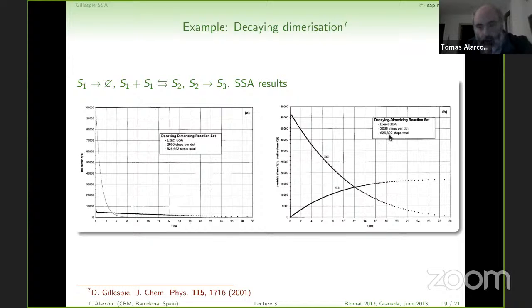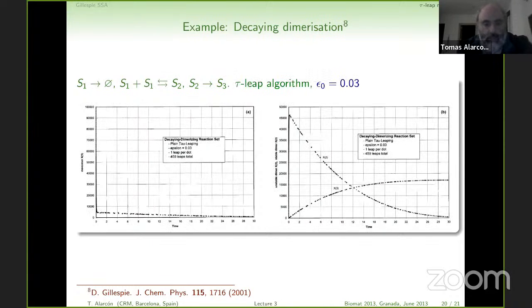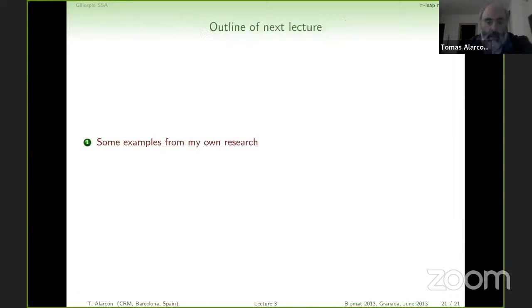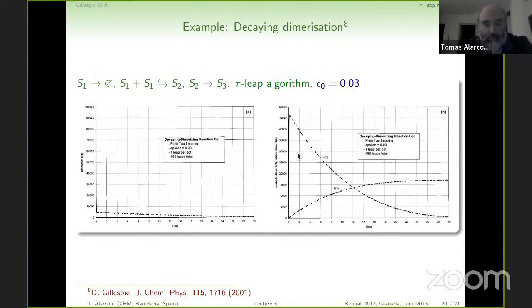Note that the number of steps is over 500,000, whereas with the tau-leap method with an epsilon of value 0.03, you only have to do a little under 500 time steps, and you get a solution that is a very good approximation to the real system. And that's it.